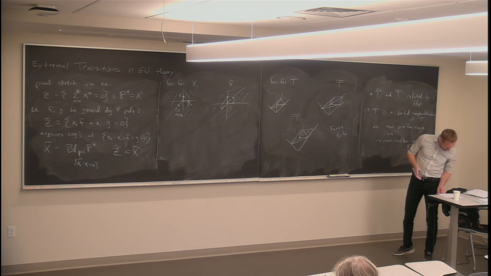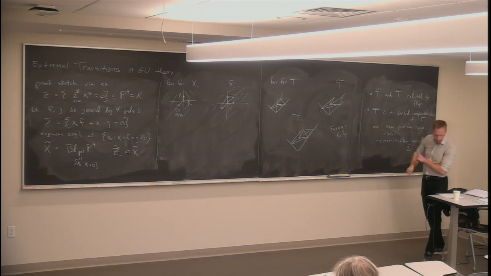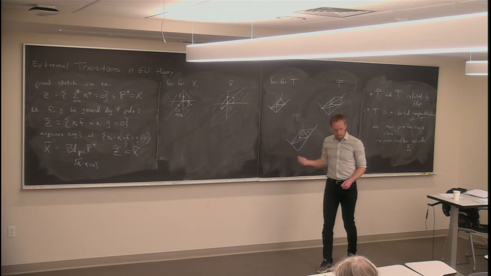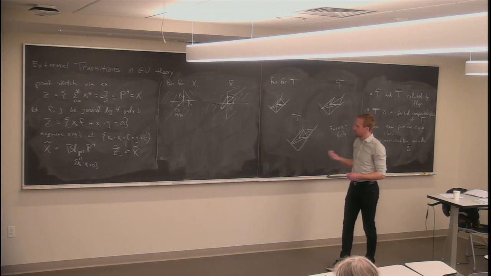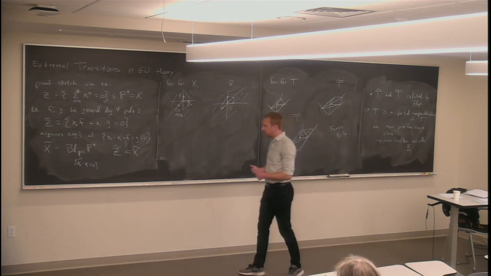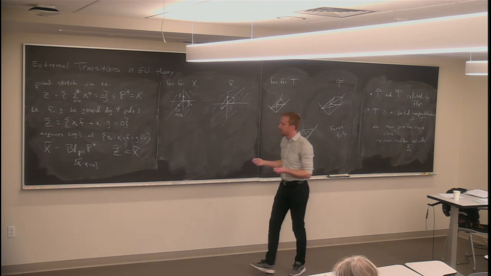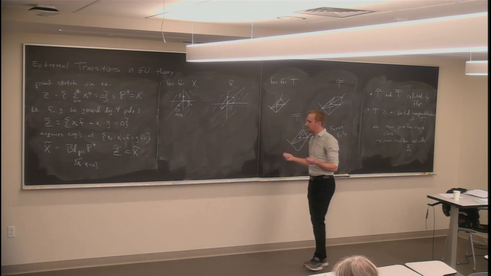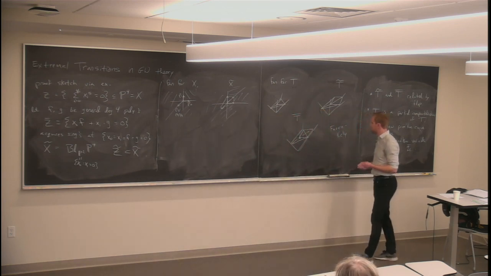I guess I wanted to say just a couple more things, just notes to end on. Some upshots of this is that all of these operations are compatible with Iritani's integral structure, so I think something new that we get from this method is that the Gromov-Witten theory of transitions is compatible with the integral structure on the D-modules.